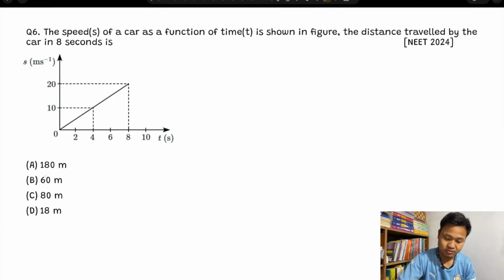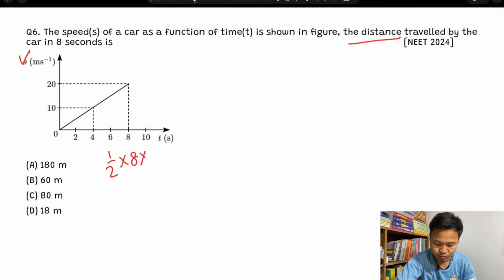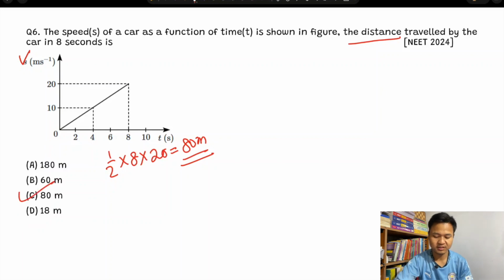So what is the answer for this one? We have done it. You have to find the area of this one. The question asks for the distance. So distance in a v versus t graph is the area under the line or the curve. How much is it? Half into 8 into 20. That means 80 meter. So that is your answer.